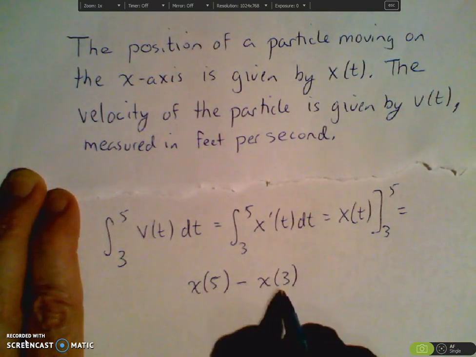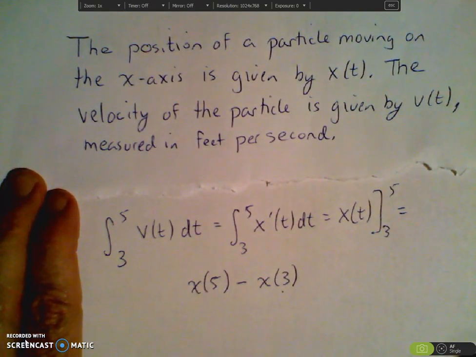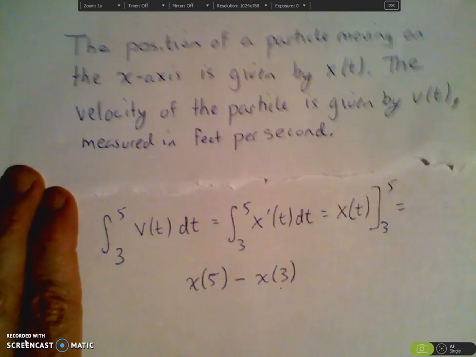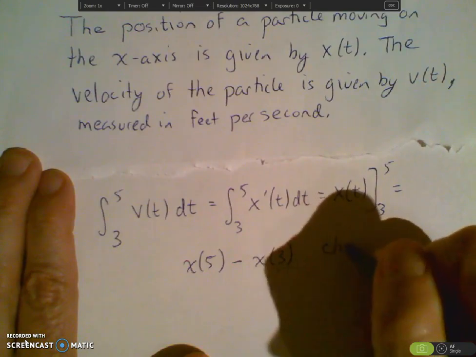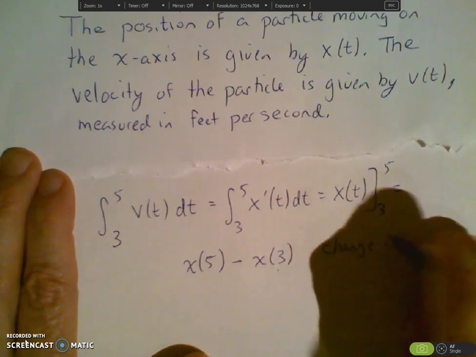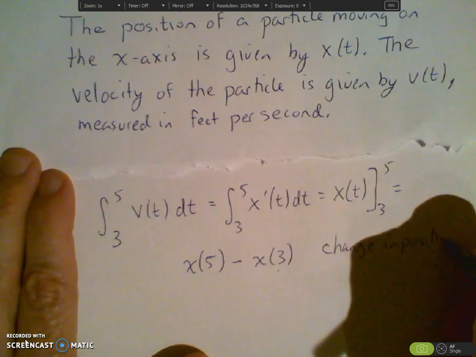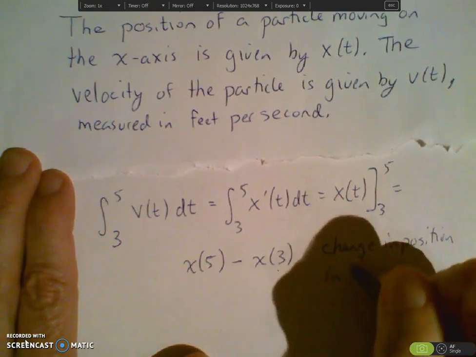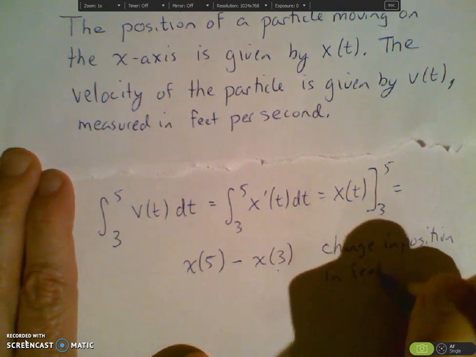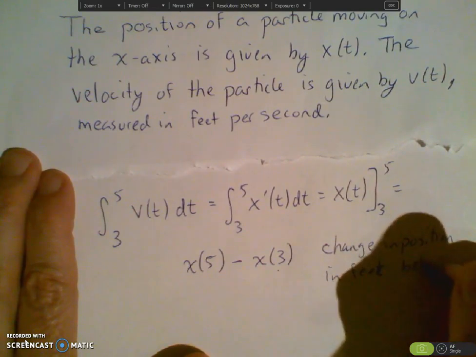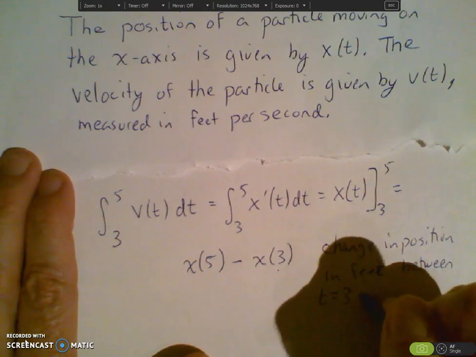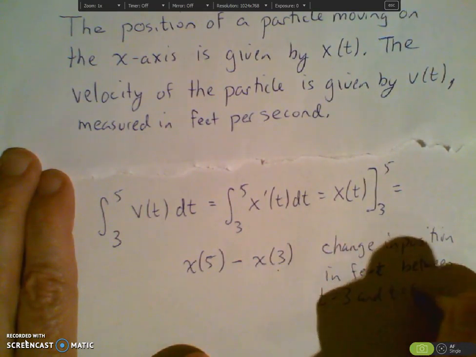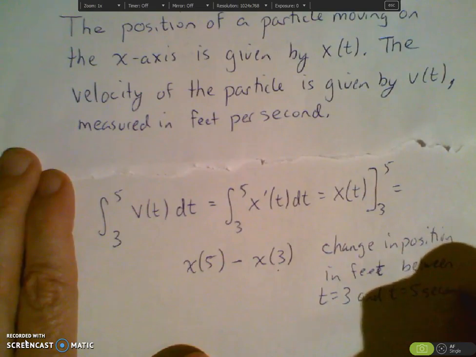This represents the change in position between the time values of 3 seconds and 5 seconds. Our answer would be measured in feet. So it's the change in position in feet between t equals 3 and t equals 5 seconds.